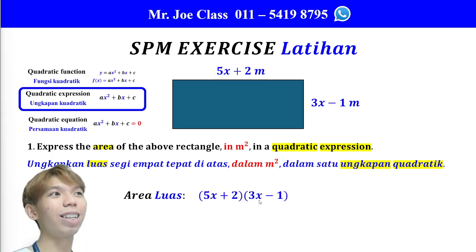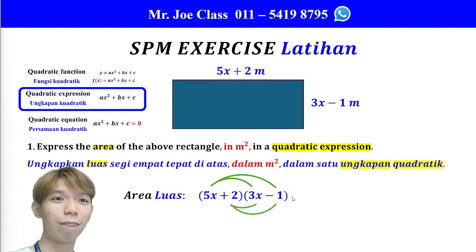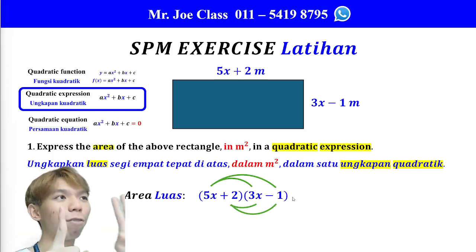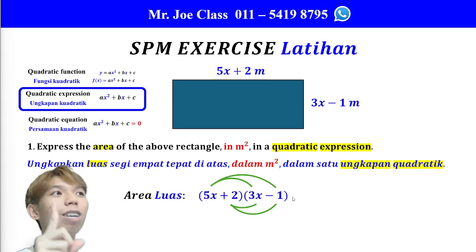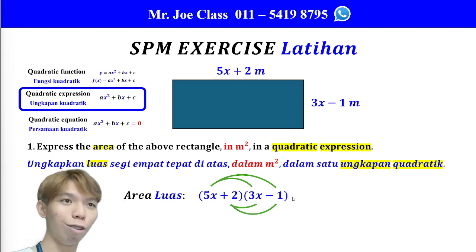So how do you multiply these two brackets? There's one simple way. First 5x multiplied with 3x, then 5x multiplied with negative 1, then 2 multiplied with 3x, then 2 multiplied with negative 1. So the first multiplies with the third, the first with the fourth, then the second with the third, and the second with the fourth. You just have to remember 1, 3, 1, 4, 2, 3, 2, 4. This is the sequence of how you multiply.